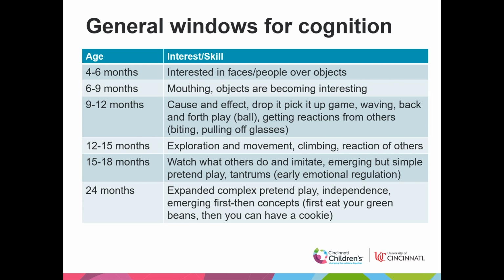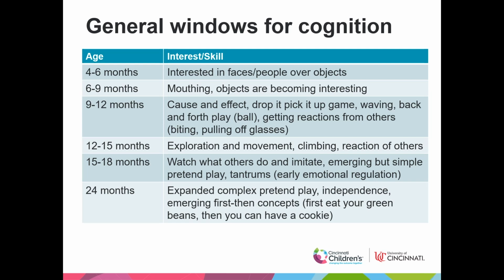At that 6-month well child check, when I was a pediatrician, you couldn't get a kid to pay attention to an object. They were so into your face. Again, that's language, but it's also cognitive. You'll see mouthing of objects, objects becoming interesting at that 6 to 9 month phase. And then you get that simple cause and effect: I'm going to drop it and you're going to pick it up and we're going to have a game of it as long as you'll keep playing with me. Then those kids get to motor exploration of movement, climbing, and they're interested in the reaction of others. Then they move into, maybe I'll look at what you're doing and imitate it too. Imitation is a really key component of language learning. And then you see expanded complex pretend play and independence.